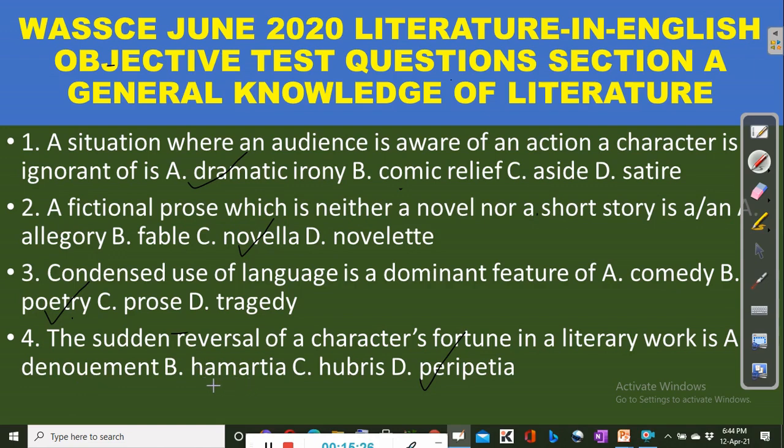Hamartia is a tragic flaw, something in the character, in the behavior or life of a character that is really wrong. It's a flaw, all right? A tragic flaw in a character. Hubris is also a type of hamartia, a type of tragic flaw, but this refers specifically to excessive pride or overconfidence in the life of especially the tragic character, which actually culminates in the fall of that character.